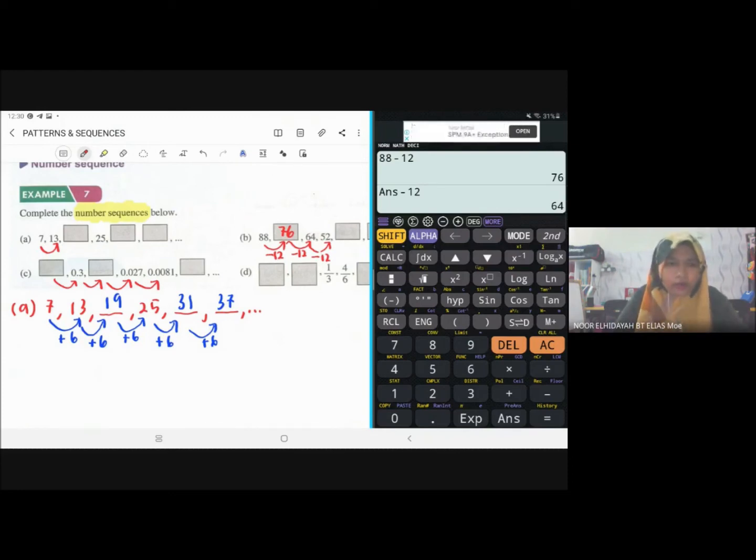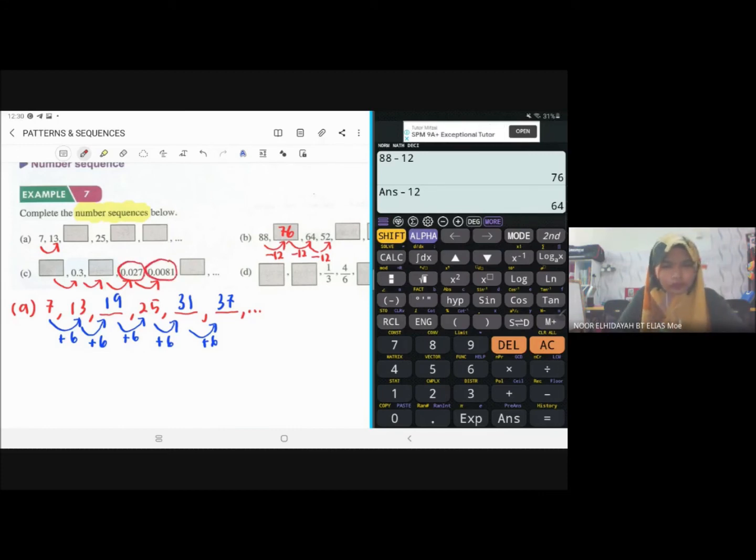Okay, so how? You have to think. Is it addition? I don't think so. Is it subtraction? Kalau subtract tak mungkin number dia semakin kecil macam ni. Is it multiplication? Kalau kata multiplication, mungkin juga. Okay, mungkin, maybe. So, you have to try. Kita akan tengok daripada number 0.027 and 0.081.